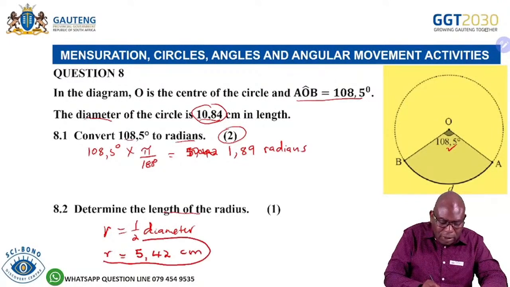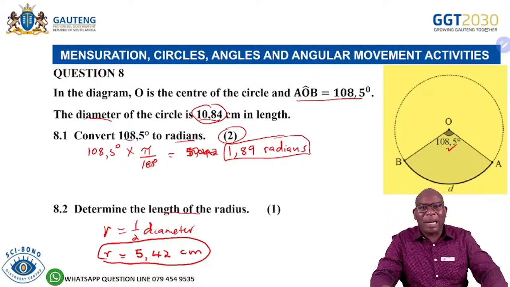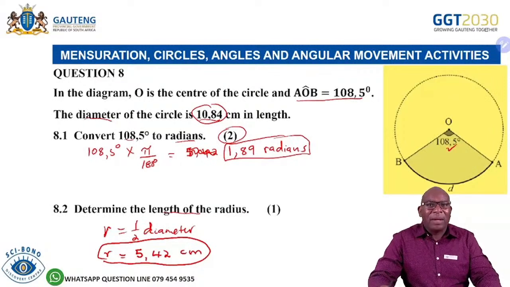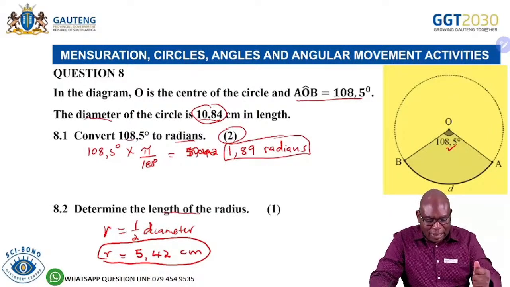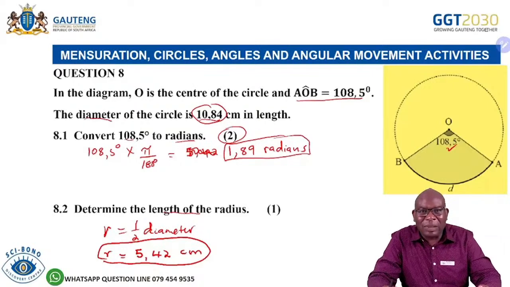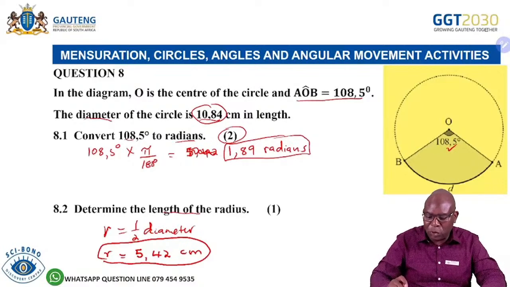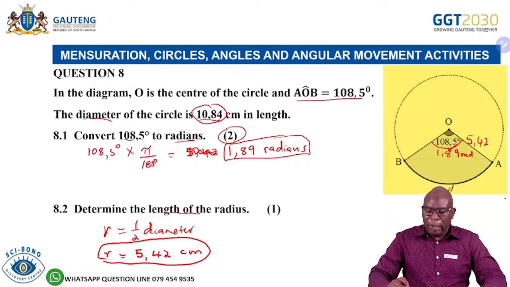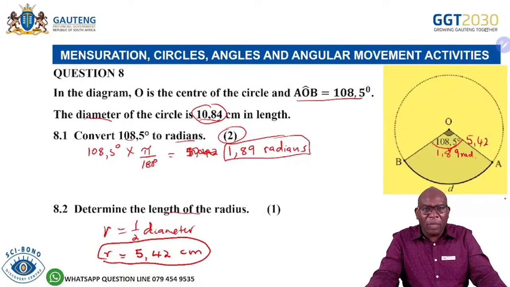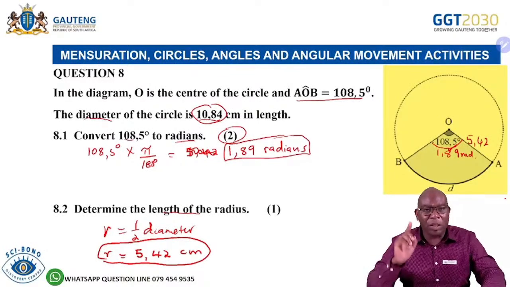So I've got my radius. I've got my radians. There's a difference between those two. Radians is the measure of angles, and the R is the radius, which is the length. Okay, so we must learn the difference between the two. Now I already know that this is 5.42, and that one is radians, so it's 1.89 radians. In the next question, they'll say calculate D. Now, D is not a diameter.